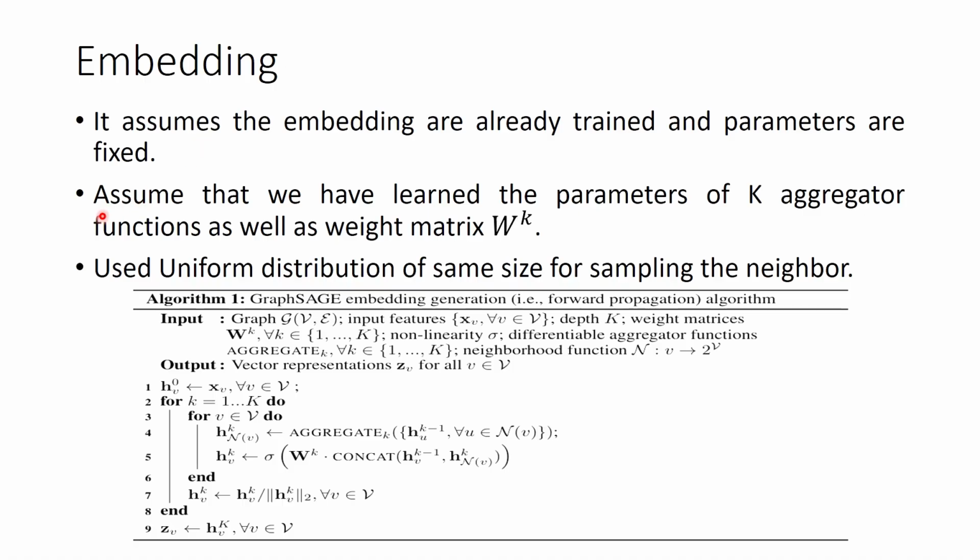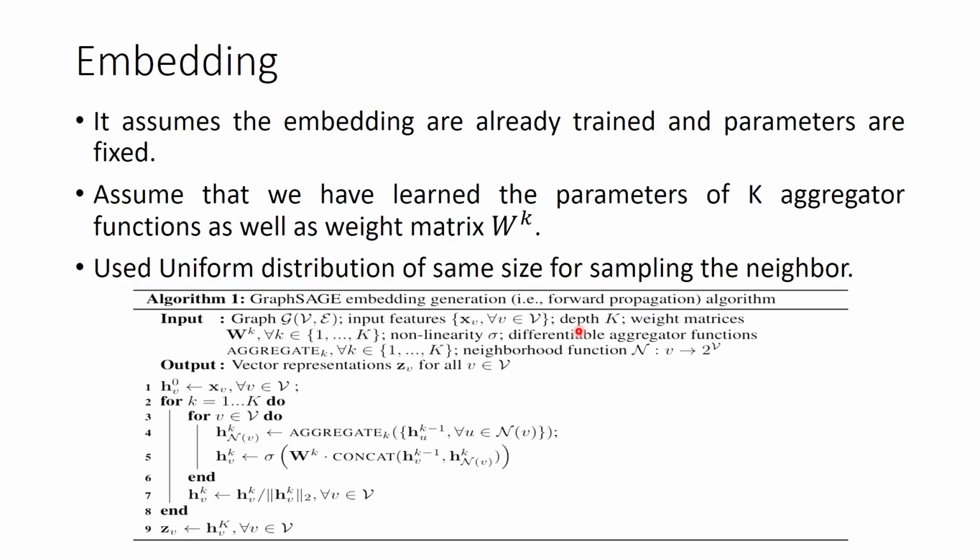Assume that we have learned the parameters of the aggregator function as well as the matrices W^k. So it's a generated one, but our initial embeddings we get from the external embeddings. We use uniform distribution to sample from the neighborhood.